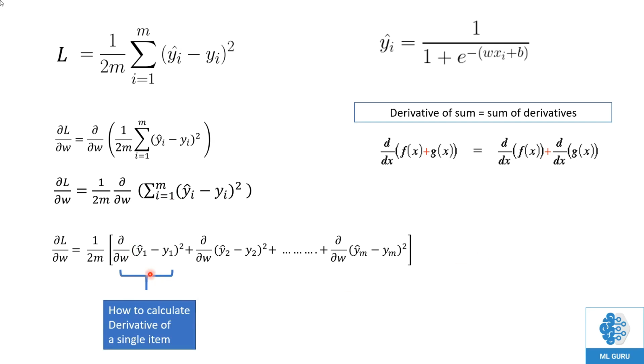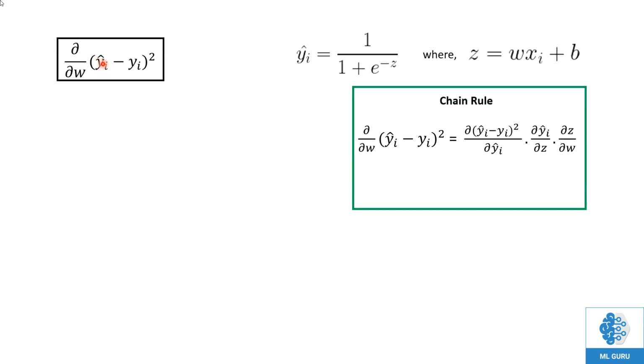Now as you can see, every term in this summation differs just by the value of i. So we will see how to calculate this partial derivative for any ith term in this summation, and then we can generalize it for all the terms. So let's take any ith term in this summation, which is given by (yi hat minus yi) the whole squared, and we have to calculate its partial derivative. Let's start with the partial derivative with respect to your weight w.